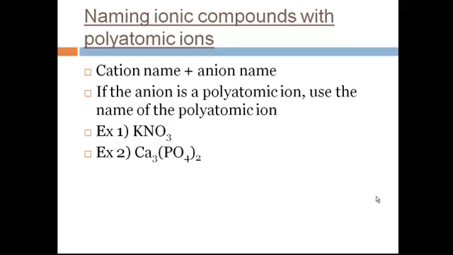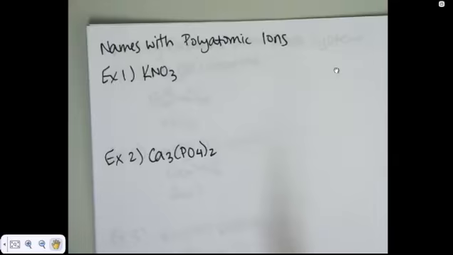So first of all, naming ionic compounds with polyatomic ions. Copy down the title, and then we're going to do 2 examples. This is pretty straightforward. All right, so we're just going to write the names for these.